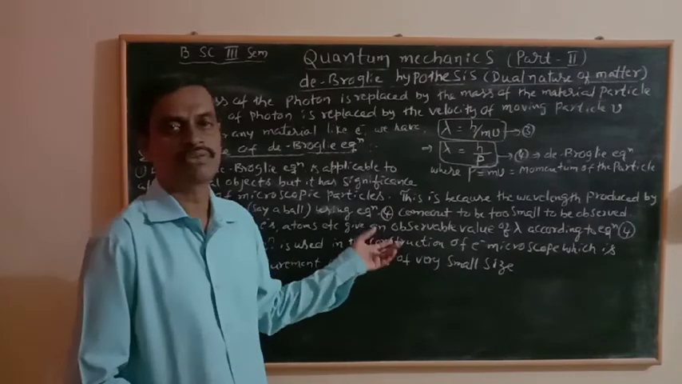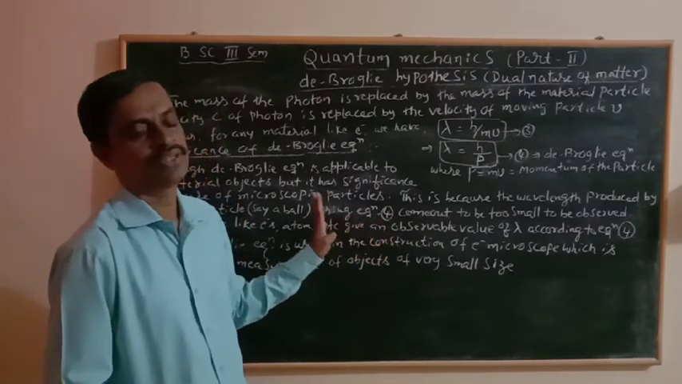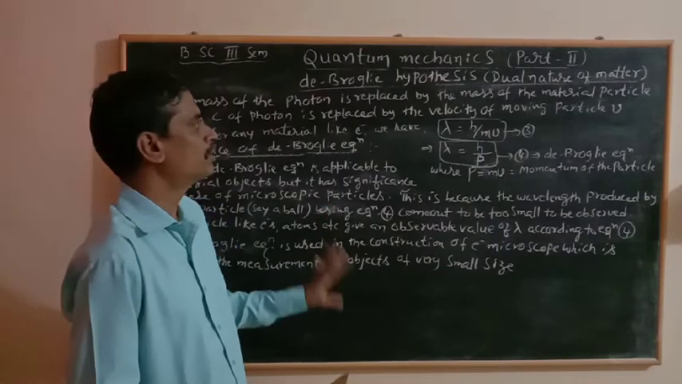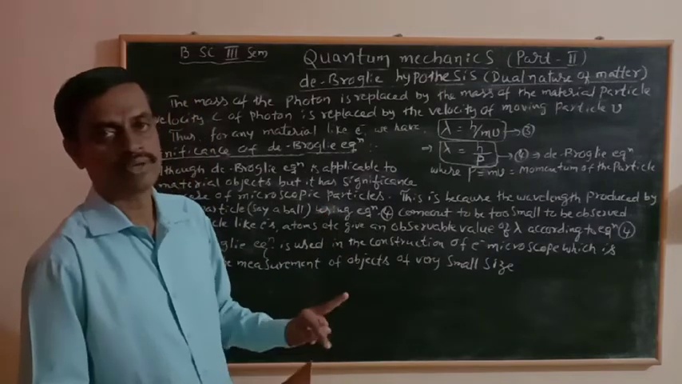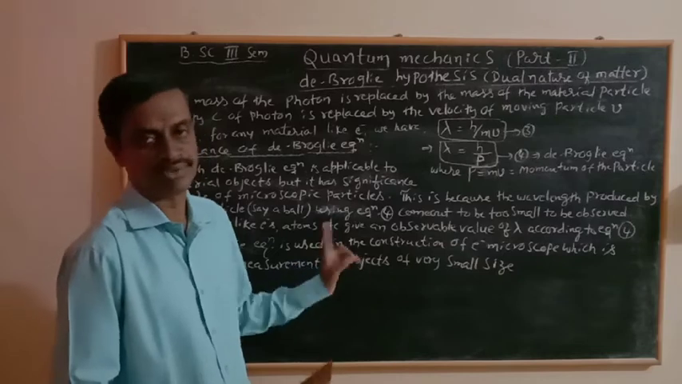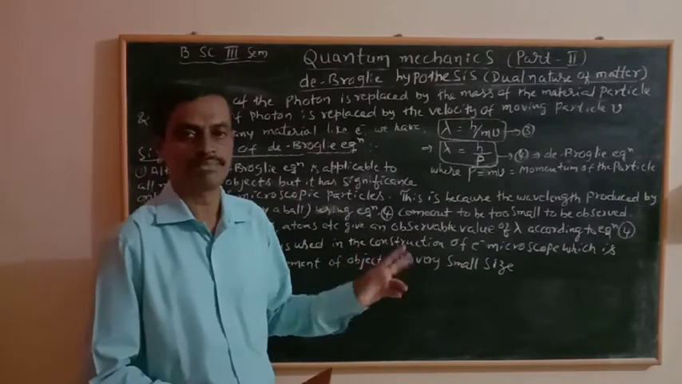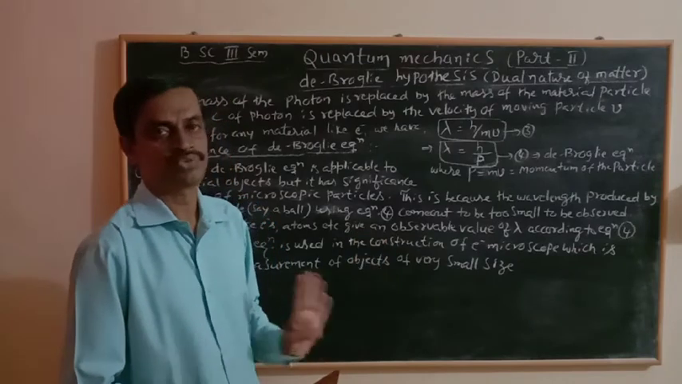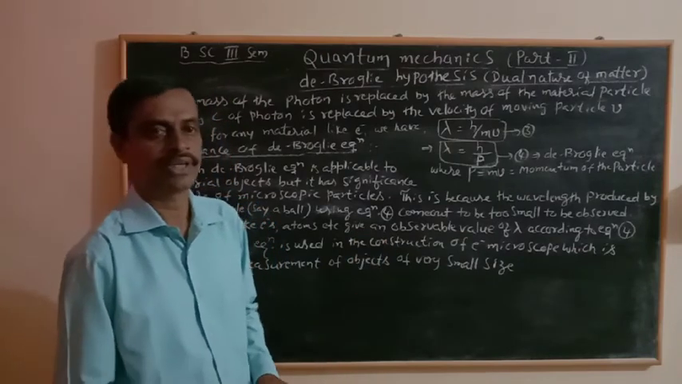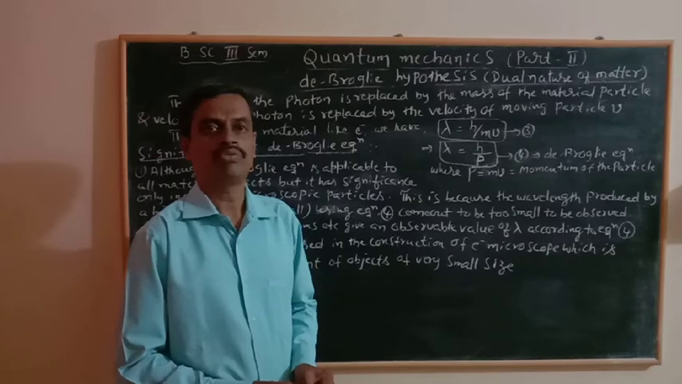In the examination, they will usually ask this question for 4 marks: explain the de-Broglie hypothesis. For 2 marks, they will ask only the de-Broglie equation derivation. In the previous topic also, for the Compton effect, usually in the examination the statement is for 2 marks and the explanation is for 4 marks. Okay, thank you. I hope you all followed this one.